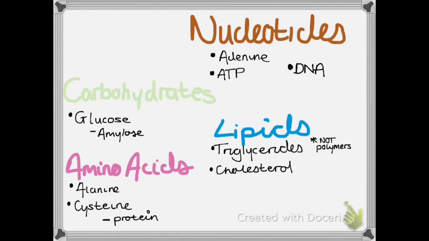So you've got your carbohydrates, with the examples of glucose or amylose. You've got amino acids, like alanine and cysteine, which join together to form proteins. You've got nucleotides, which can be things like adenine and ATP. These join together to form things like DNA. You've got your lipids, which are things like triglycerides and cholesterol, but these aren't traditional polymers, because they're not made up of repeating units.